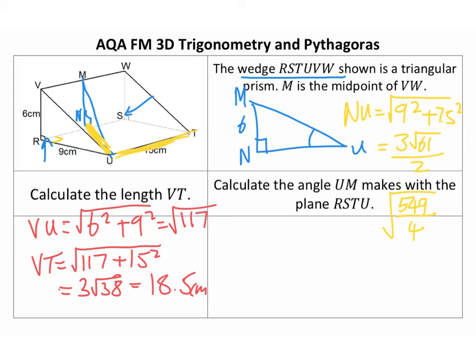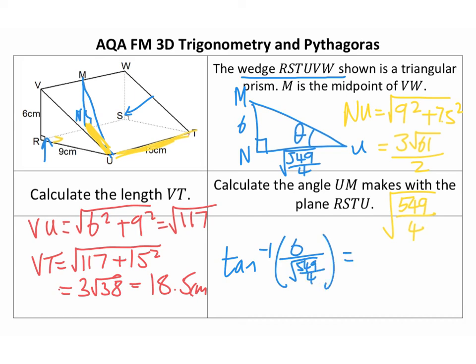Now I'm going to use a different colour. I've got NU, that is root 549 over 2. You see, they're not necessarily going to use nice numbers. Now I can use trigonometry, and here's my theta. I'm going to get tan to the minus 1 of 6 over the root of 549 over 4, and I can stick that in my calculator.